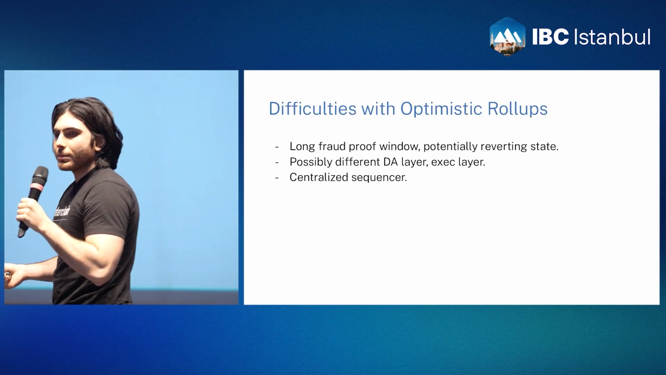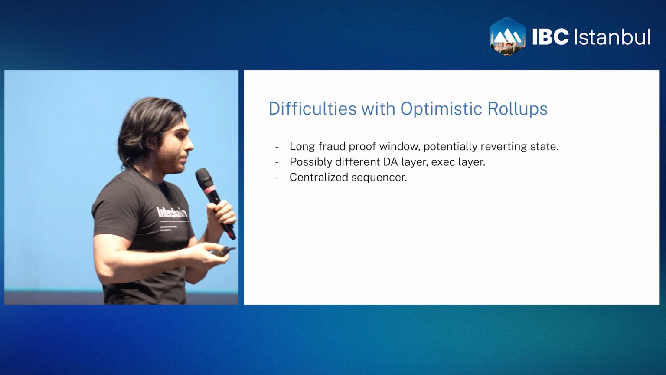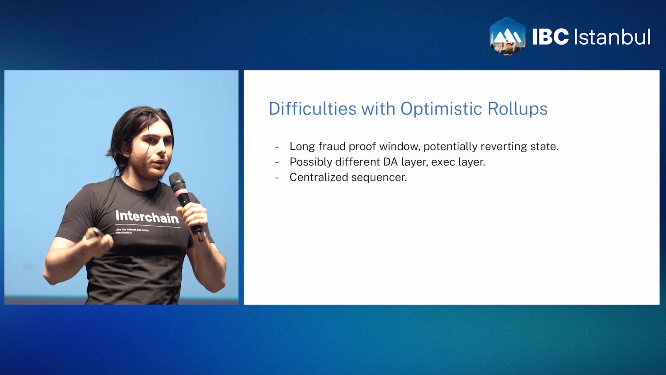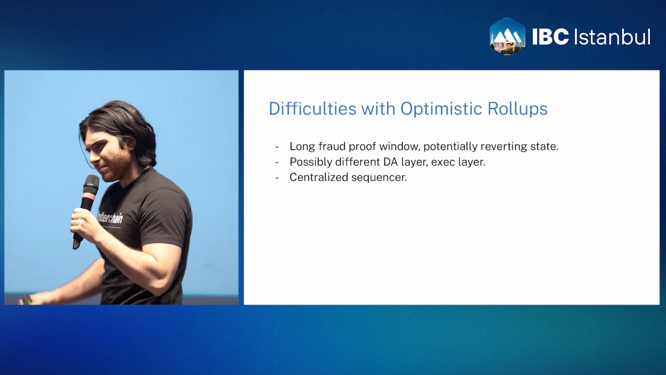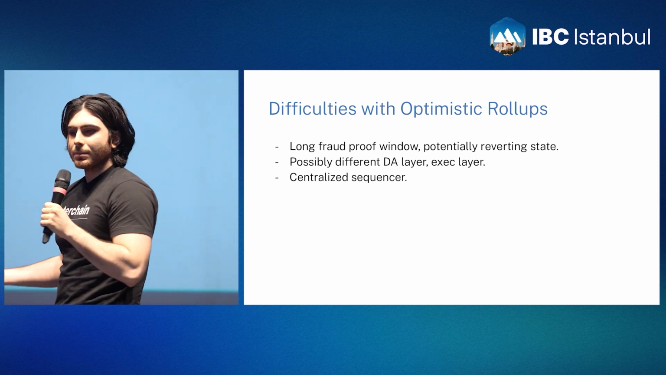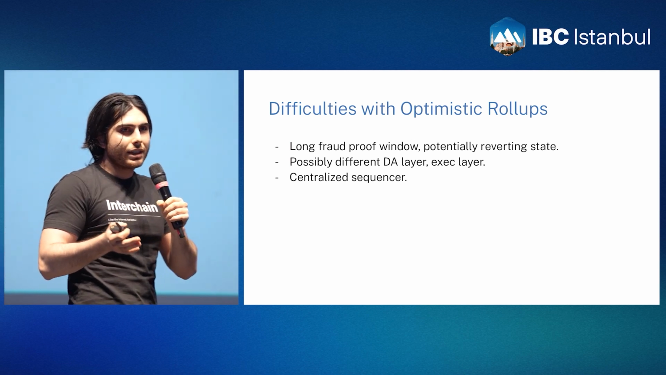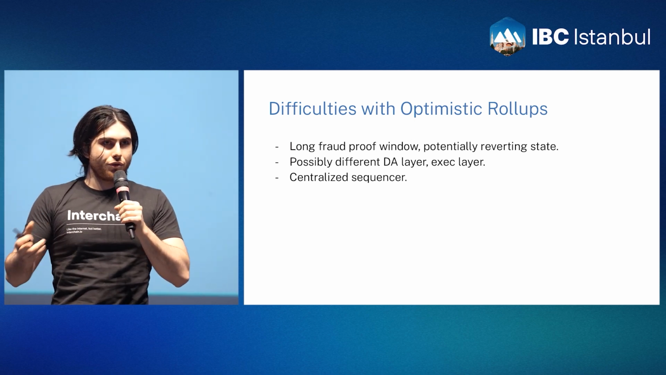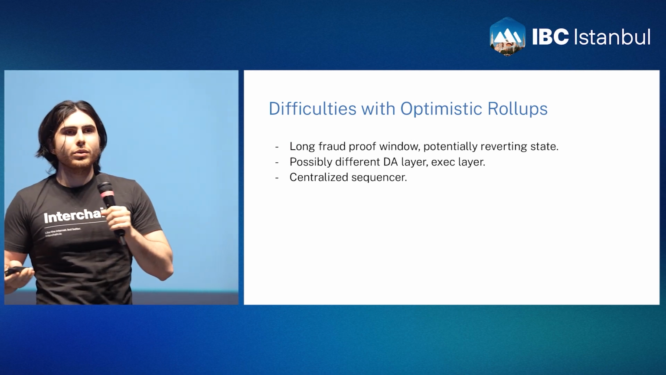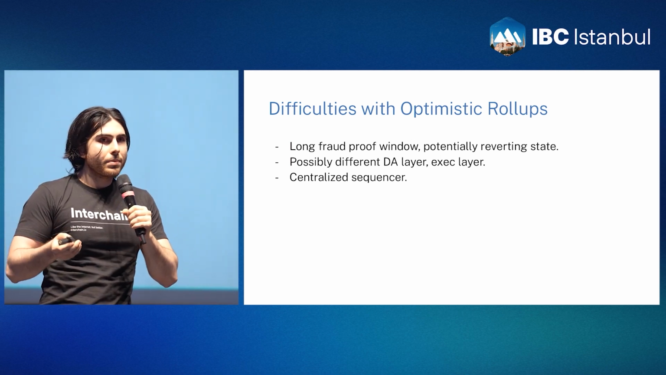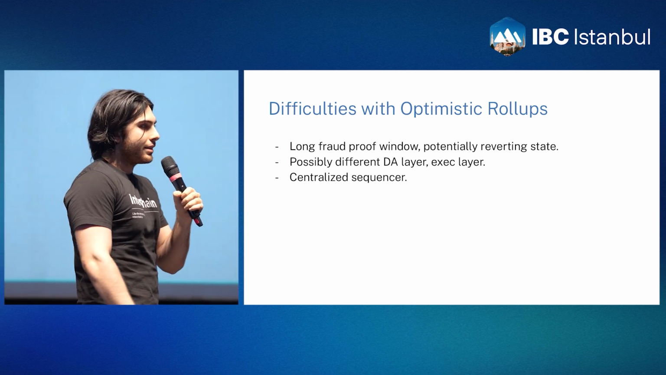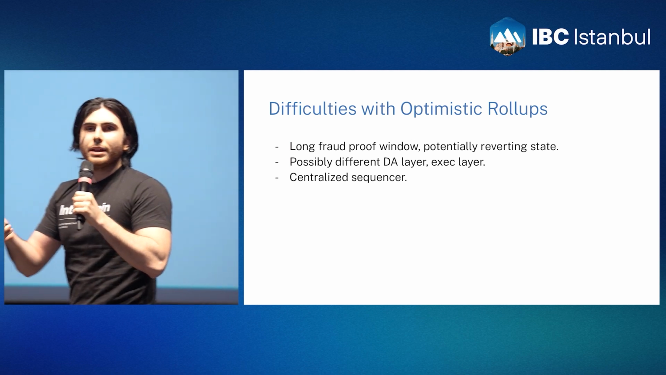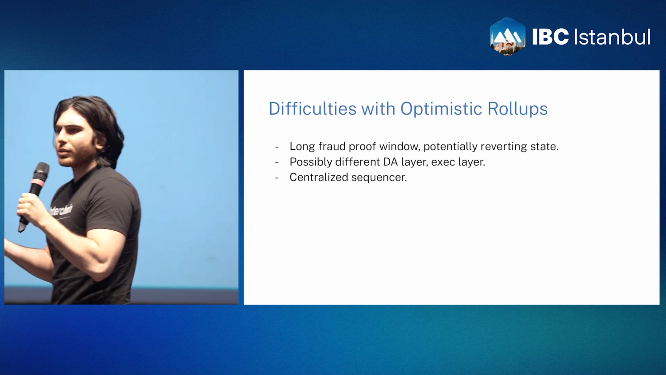The difficulties with integrating optimistic rollups into IBC are, number 1, the long fraud-proof window. It's not a good user experience if the user has to wait 7 days, or whatever the fraud window is, in order to receive their tokens or other kinds of messages. Number 2 is a possibly different DA layer and execution layer. That means you are potentially dealing with 3 ledgers in order to communicate with the rollup itself through IBC, because we would like to verify everything on chain. And finally, the centralized sequencer. It's not only a problem in terms of censorship, but there's also the problem of antagonistic centralized sequencers trying to trick IBC, so we also have to have some defense against that. These are the 3 main difficulties with integrating optimistic rollups, but they are not the only ones.